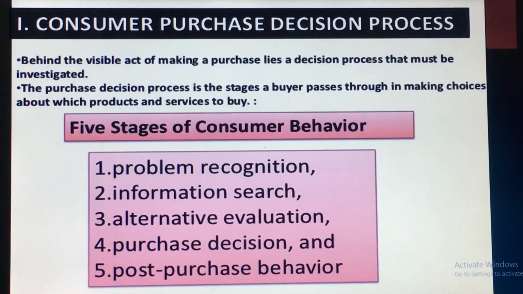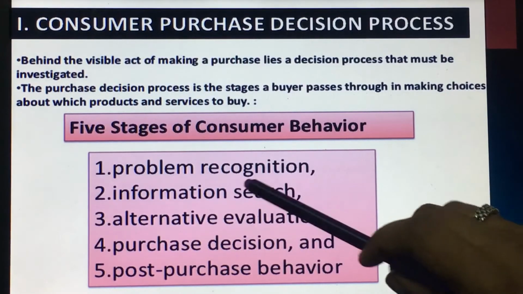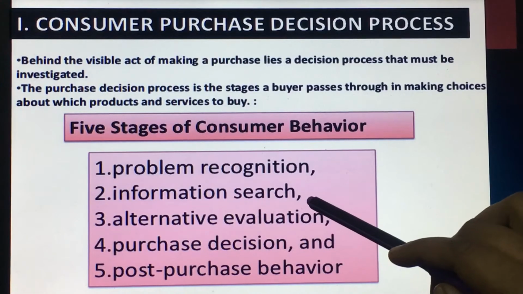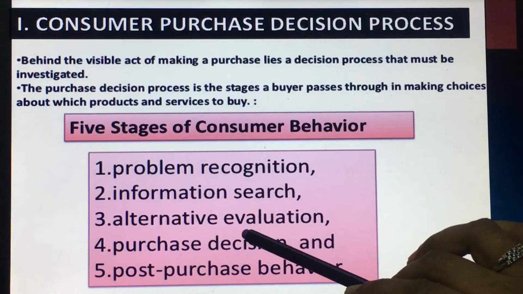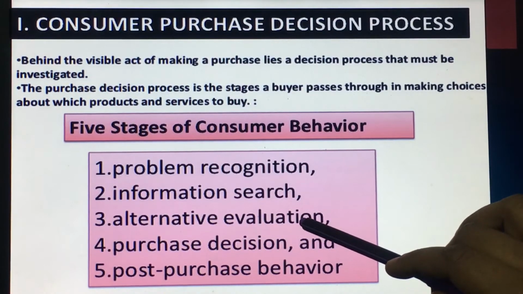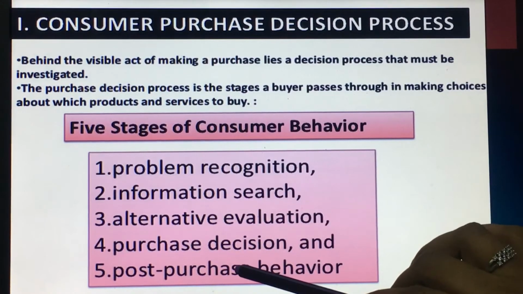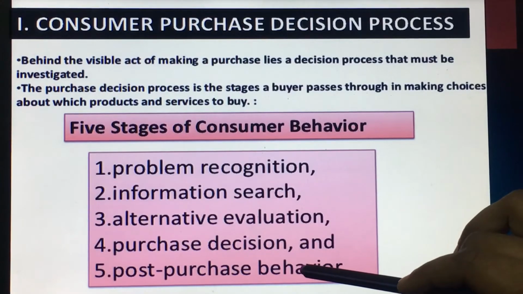Now, the consumer goes through several stages while buying any product or service. So, the first stage is problem recognition. Second stage is information search. Third stage is alternative evaluation. Fourth, purchase decision. Then fifth is post purchase behavior.